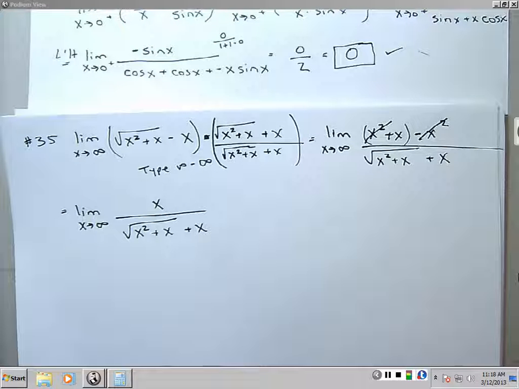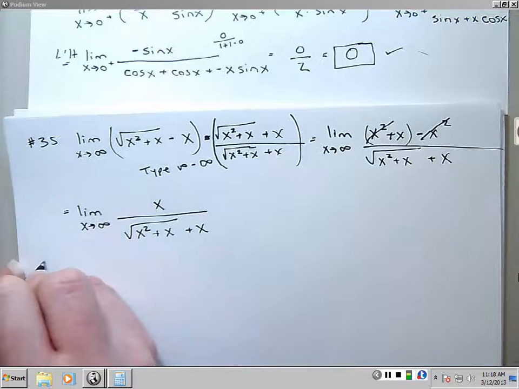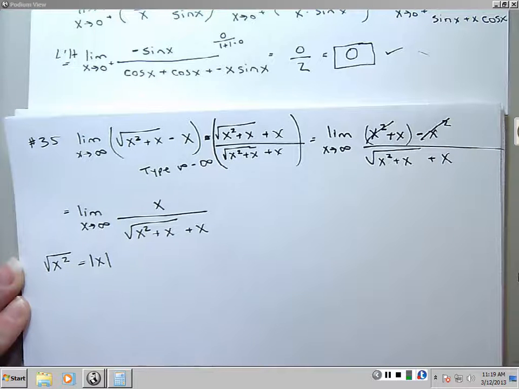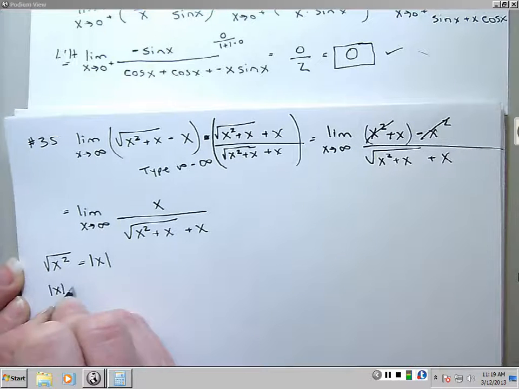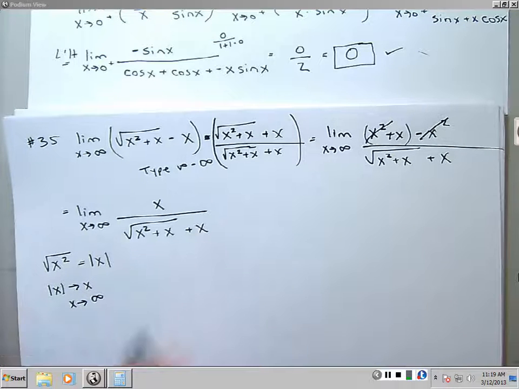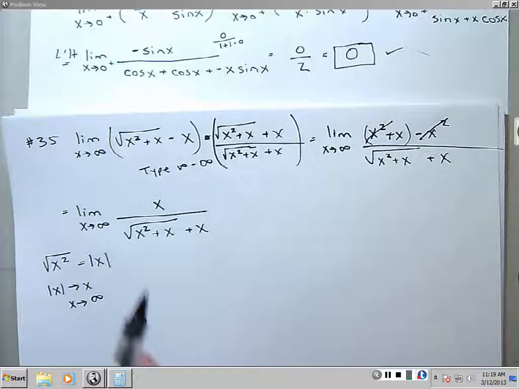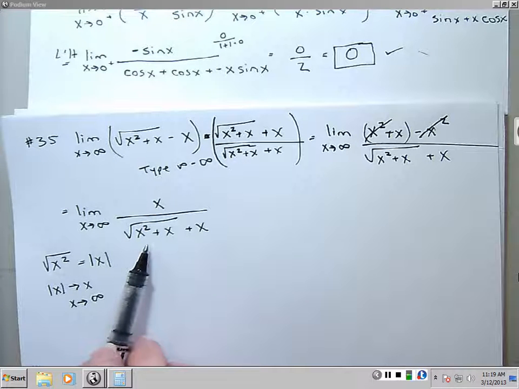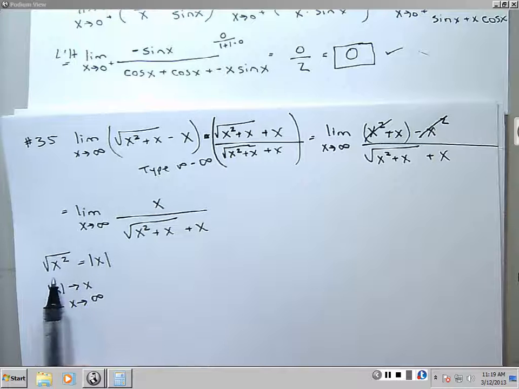Absolute value, right? So it turns out the square root of x squared can be rewritten as the absolute value of x. And the absolute value of x can be replaced with x when x goes to positive infinity. So now I'm dividing top and bottom by the absolute value of x. It's going to be a lot easier to make a conclusion versus L'Hopital's rule. Anytime you have a rational expression, you're going to want to use this technique instead of L'Hopital's rule.